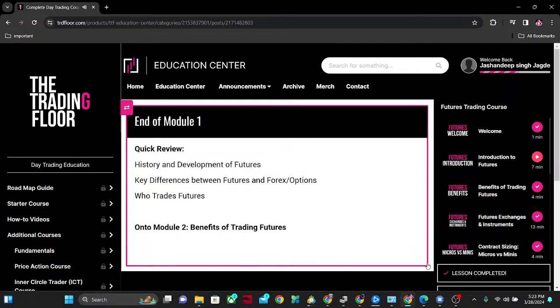Congratulations on completing Module 1 of the Trading Floor's Futures Trading course. You now have a solid foundation in the history, characteristics, and market participants of futures trading. In Module 2, we'll explore the exciting benefits of trading futures, discover how futures offer a regulated market, tax advantages, and opportunities for traders with smaller account sizes.